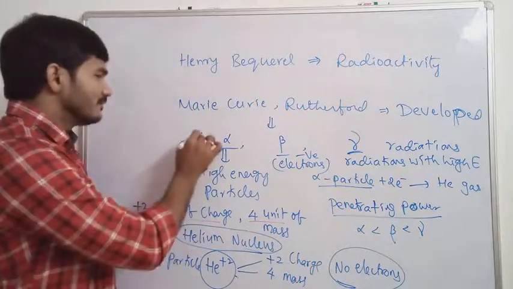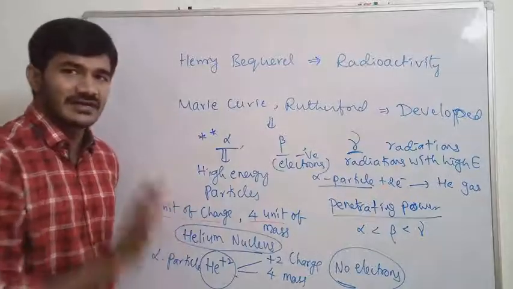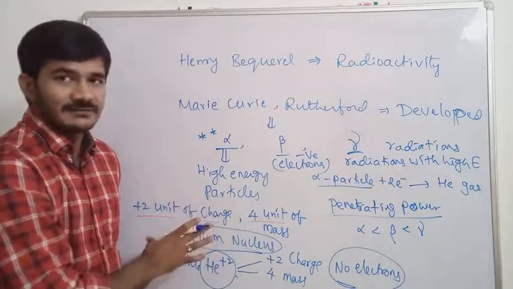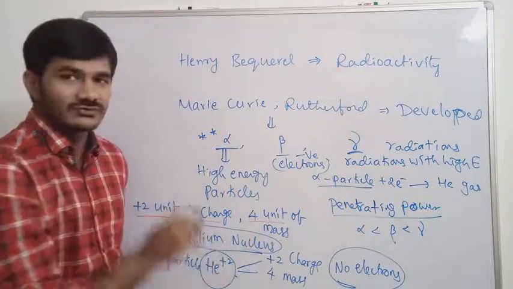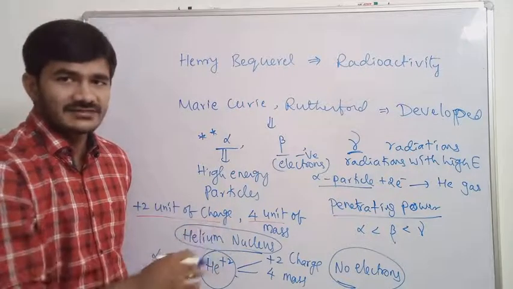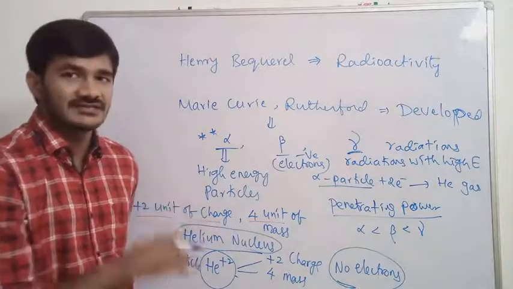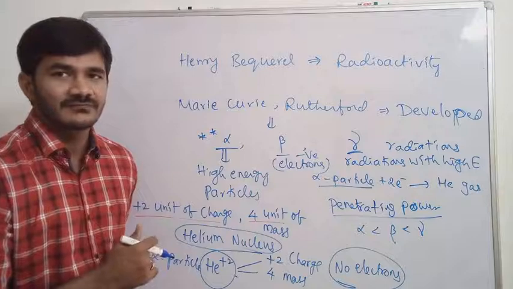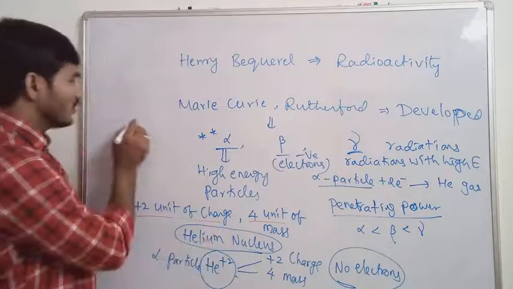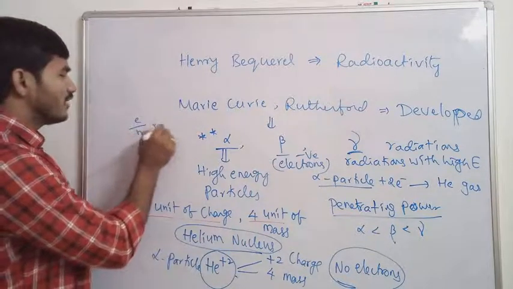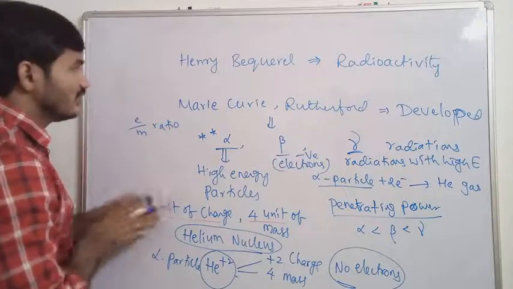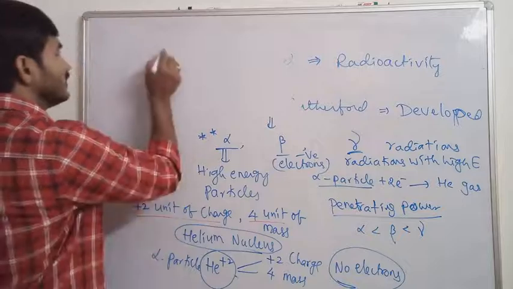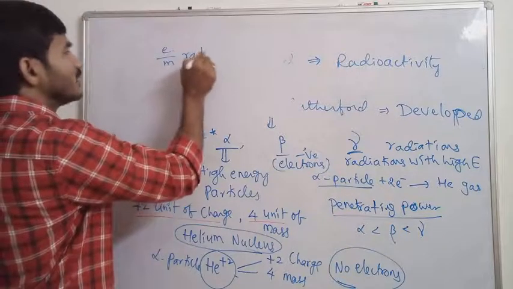Here we have to focus mainly on alpha particles. What are alpha particles? Based on these points, we will explain and use the alpha particle. Rutherford used these alpha particles in his experiment, the Rutherford alpha ray scattering experiment. Sometimes you may get questions like: what is the e/m ratio of alpha particles?